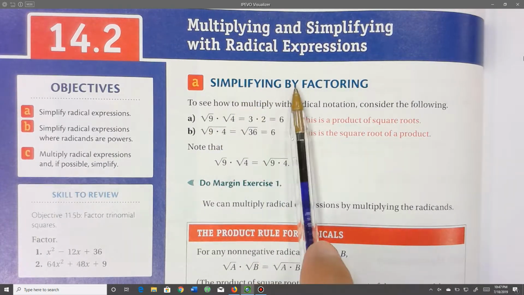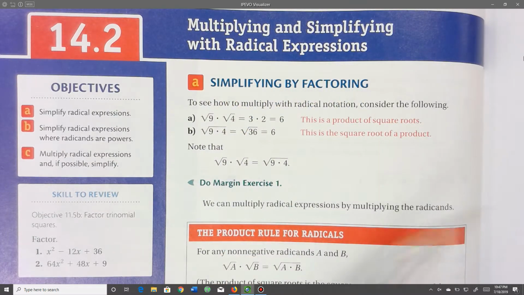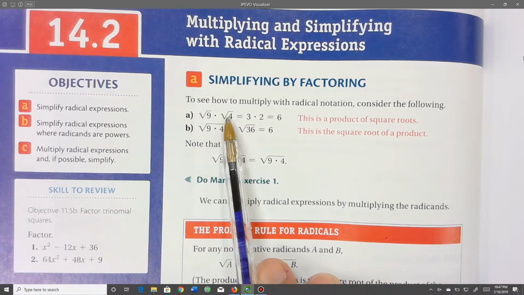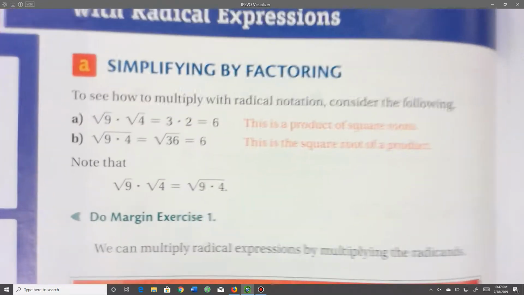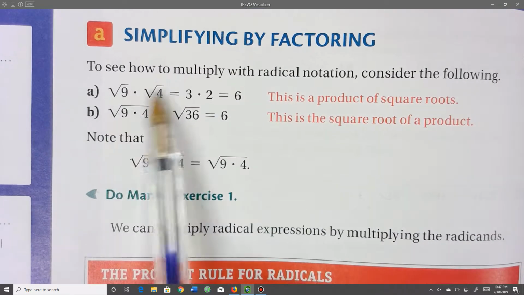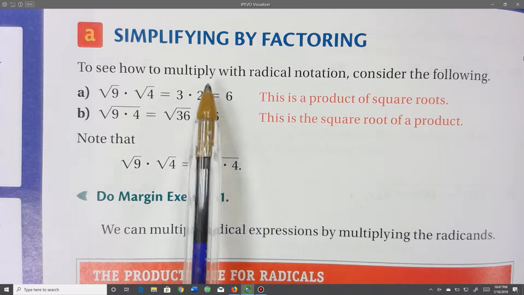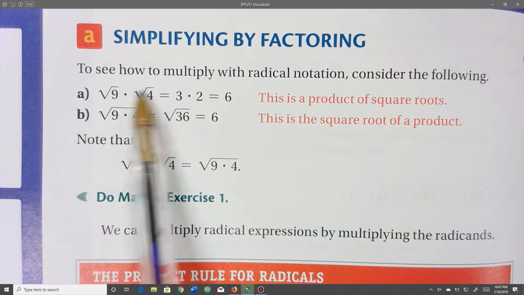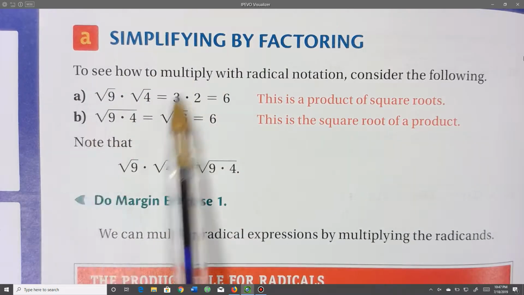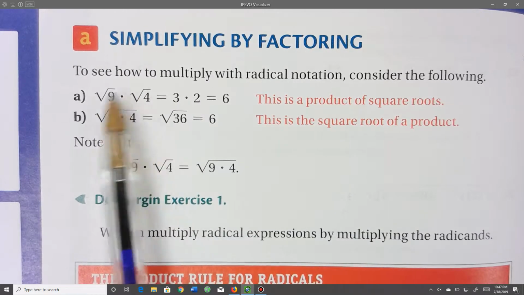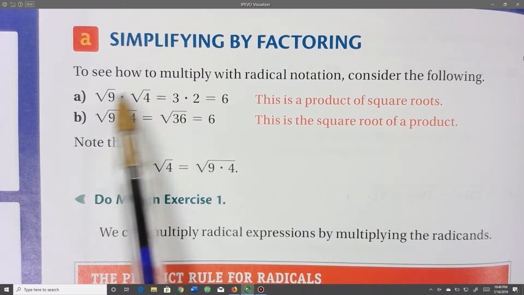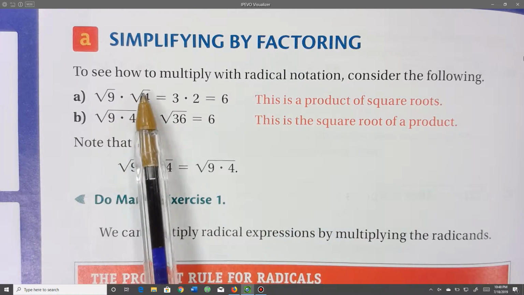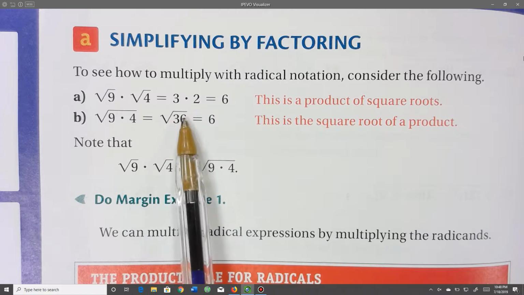And so let's go ahead and start with objective A, simplifying by factoring. In this case, you start with 2 square roots, and you're multiplying them. So all it's showing here is the rule of multiplying square roots. If you have 2 square roots that you're multiplying, multiply the radicands. That's all it is. Multiply the radicands, get the square root of it.